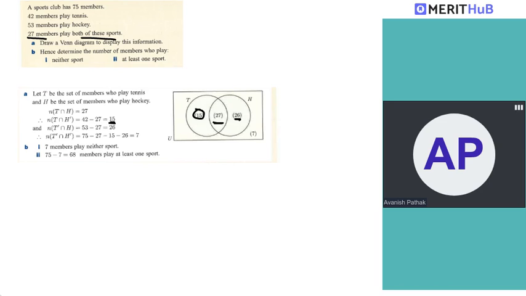And the rest is in the universal set. So seven members play neither sport, so that's the answer here. And 75 minus 7, so that's 68 members who play at least one sport. So that's the explanation for the sets and the Venn diagram part. Now, the other two things are indices and standard form. So we'll now be discussing indices and the standard form.